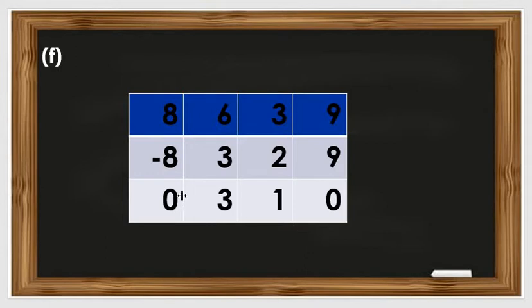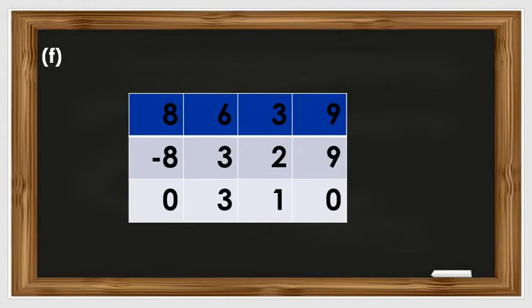310. The 0 we are not counting, because the 0 is in the first position, in front of the digit. Okay, because if any digit comes after a zero, then we count it. Understood? So the answer is what, all students? 310. Understood? This is your question number F.